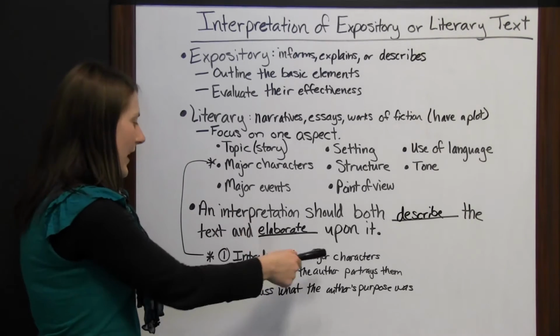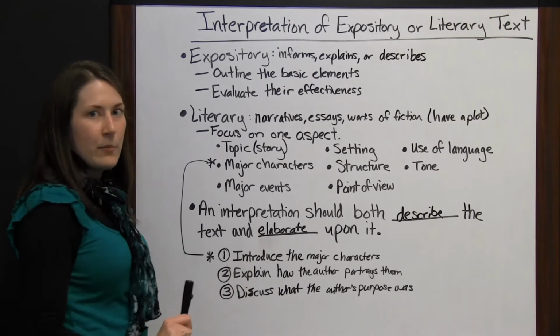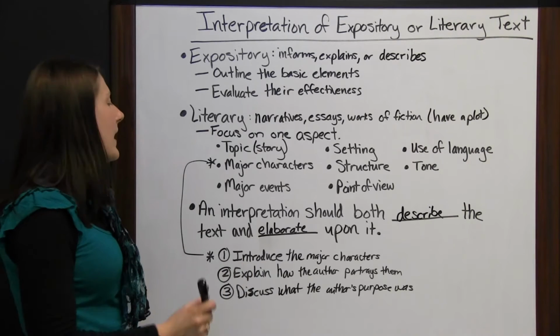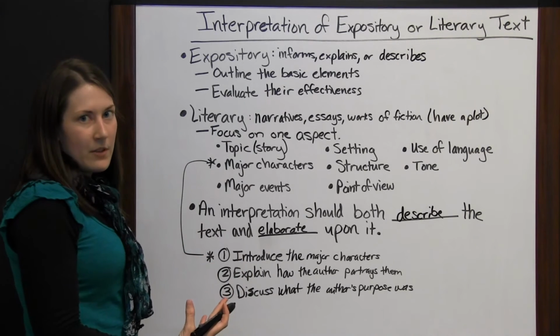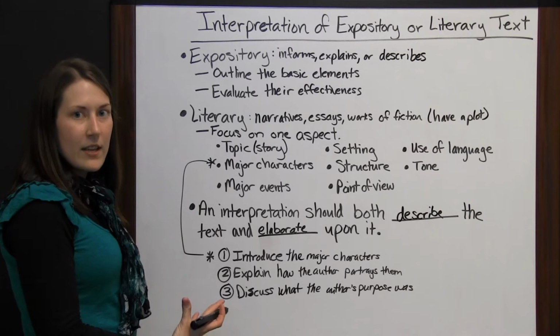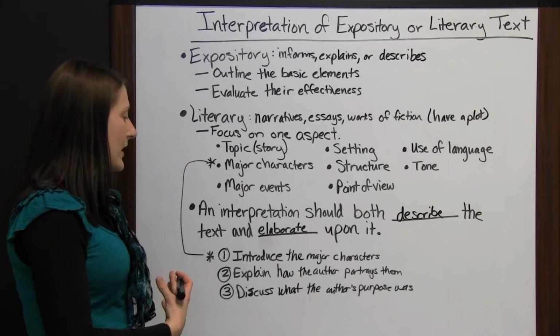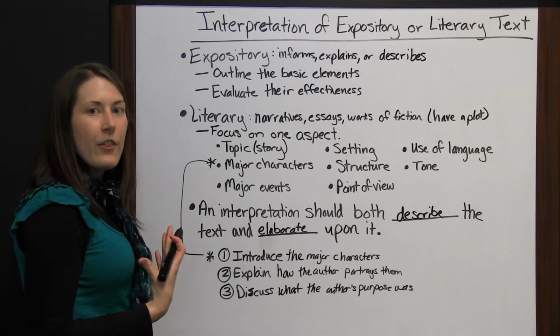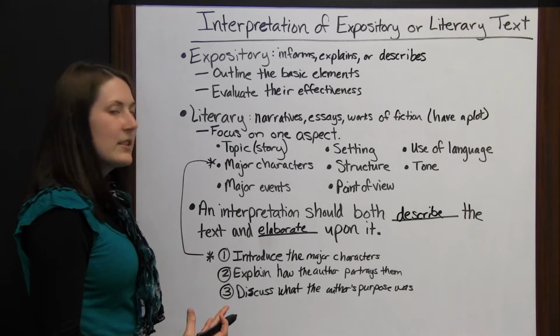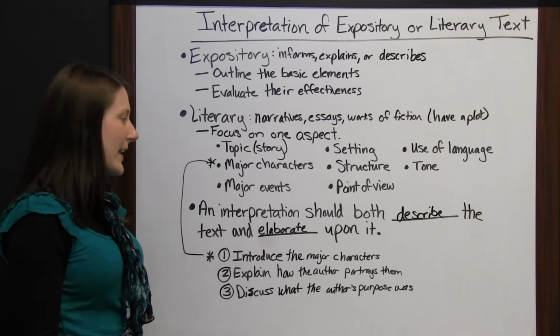So you'll describe everything that the author put in the book about the characters, and then you'll elaborate upon what the author put in there by telling what you think the author was trying to tell, what the author's theme was, what their purpose was for showing characters in a certain light.